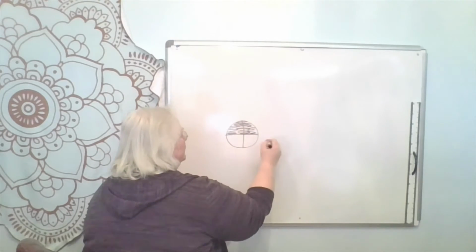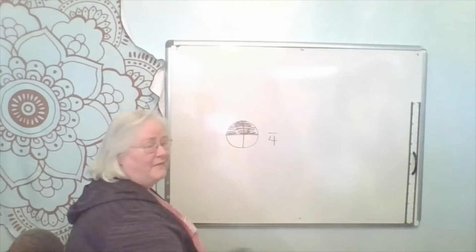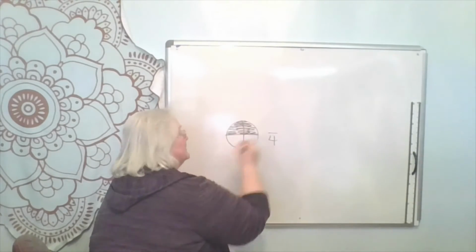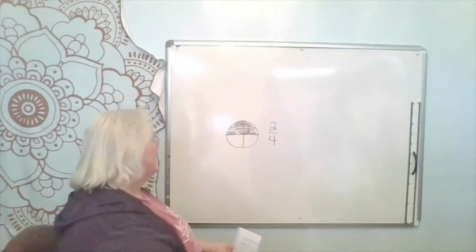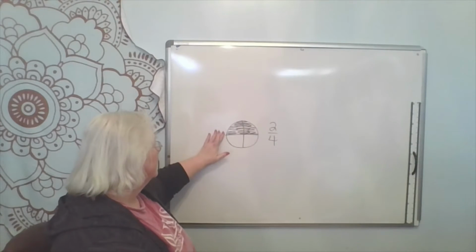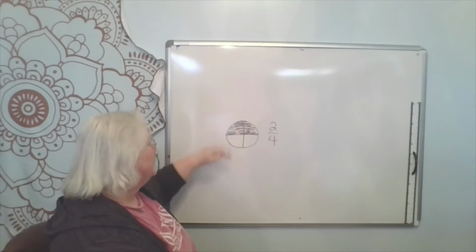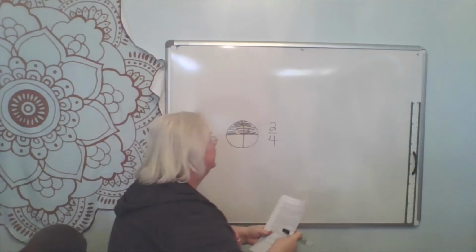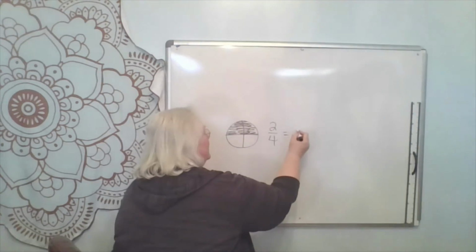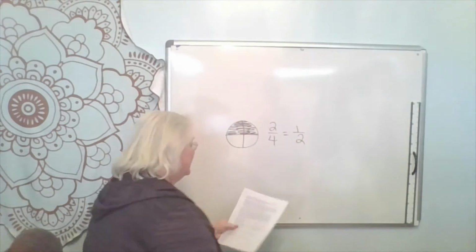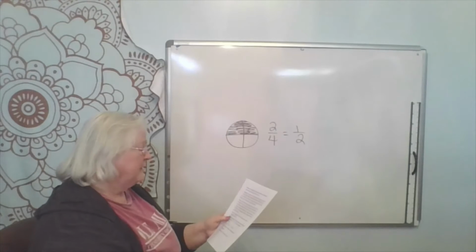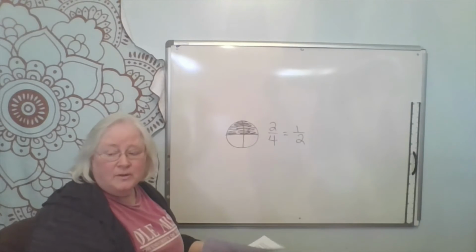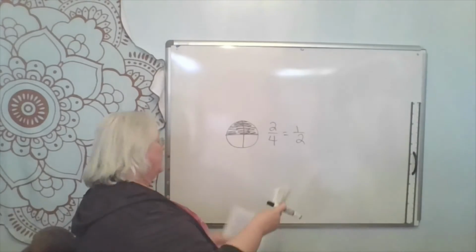So our bottom number is still 4 because it's still divided into 4 pieces. But this time you ate 2 of those. Now, if you look at your pizza, you can tell that you have eaten half of it, right? So 2/4 is equal to 1/2. So even though the numbers are different, they are equivalent fractions. Now let's talk about how you will find equivalent fractions.